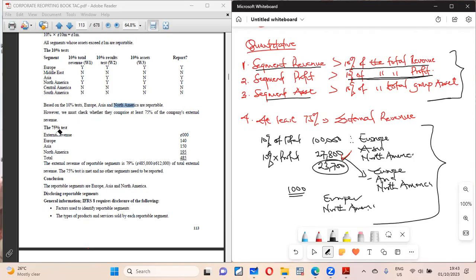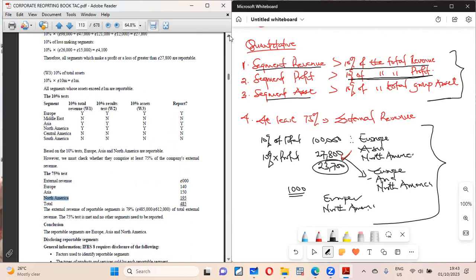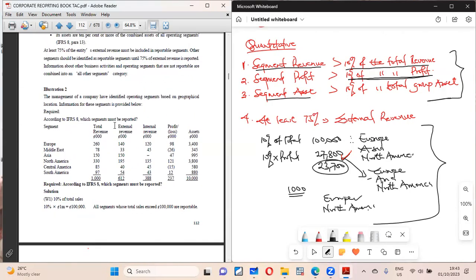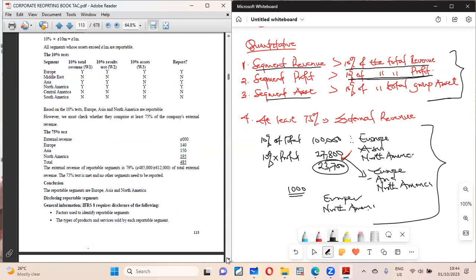Now watch this. These are the ones that we picked: Europe, Asia, North America. What are their external revenues? You see external revenue is here. So 140 is Europe, 150 is Asia, and North America is 195. So you have them here: 140, 150, 195. And the total is what? 485.